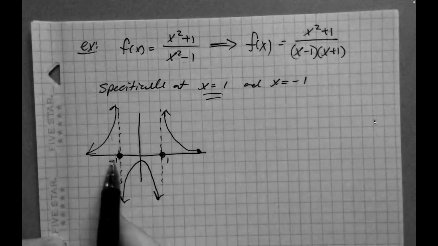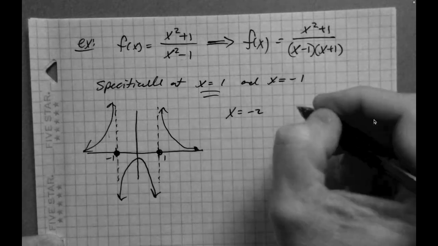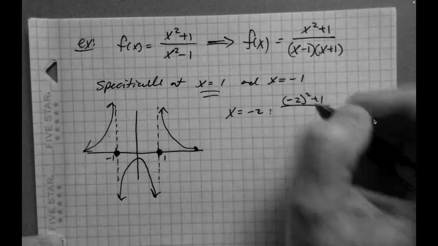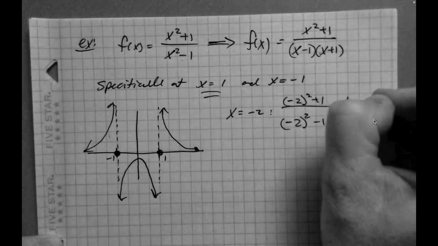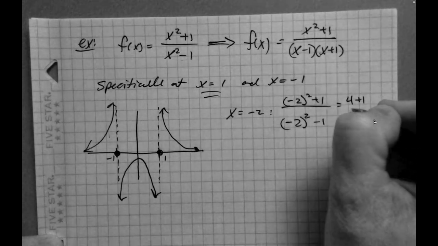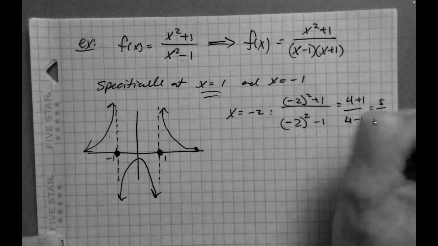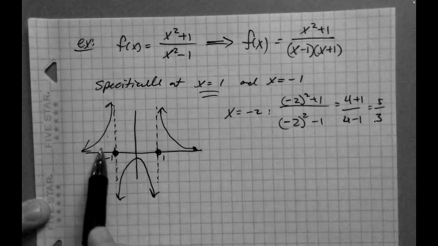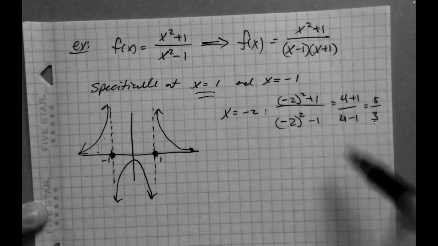Starting over here, you could plug in x equals -2, for example. And you'd get -2 squared plus 1 over -2 squared minus 1. And so that'd be 4 plus 1 over 4 minus 1. And you get 5 over 3, 5/3. So you get a positive value, and so it's heading to infinity. You could test something closer if you wanted to confirm the trend.